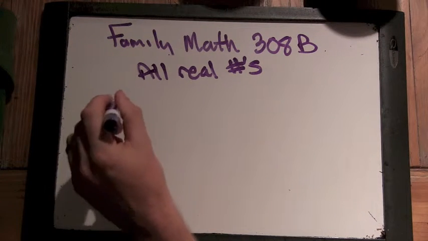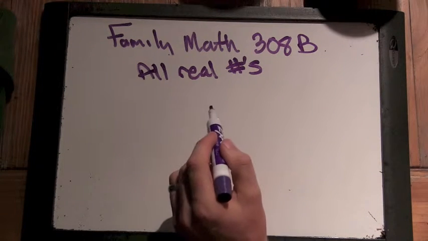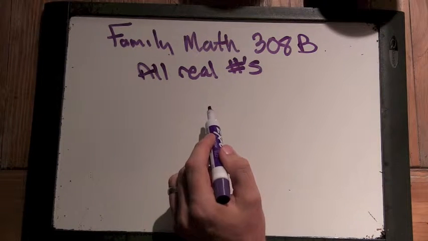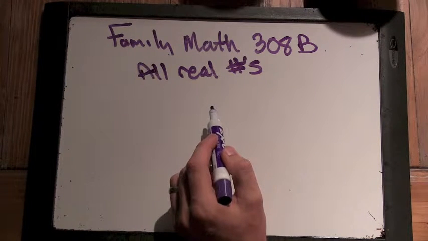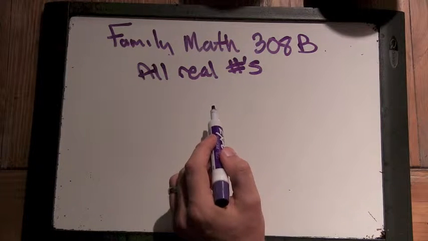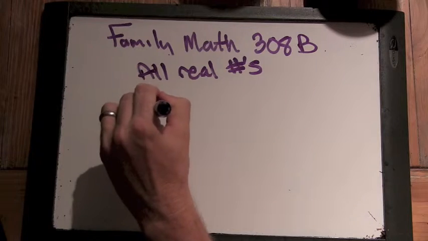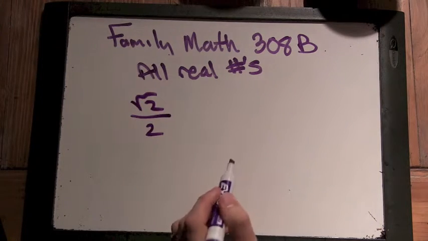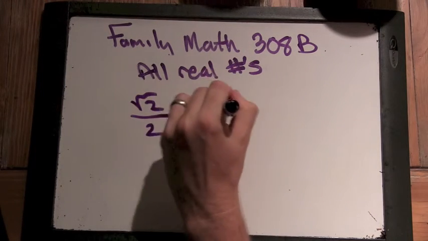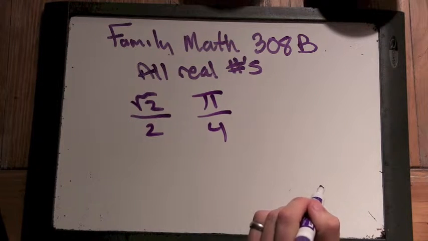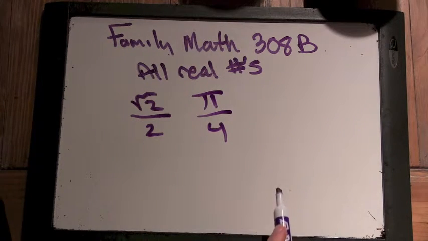Just take all numbers, all real numbers between 0 and 1. So this includes fractions. It includes decimals, all decimals. We're going to write them as decimals. And all numbers like, since we're going between 0 and 1, something like square root of 2 over 2, or pi over 4, things like that, that can't be written as fractions.